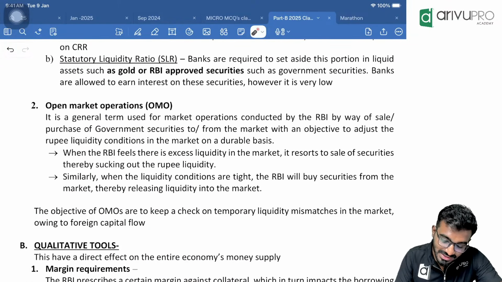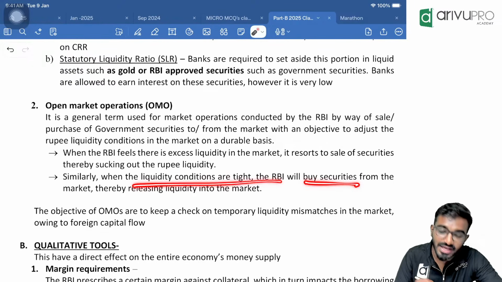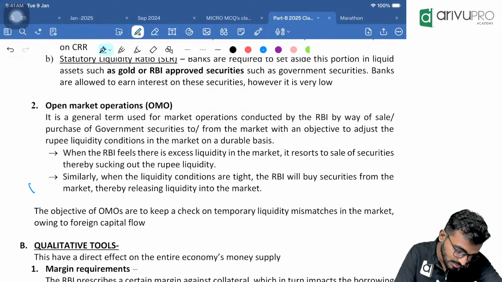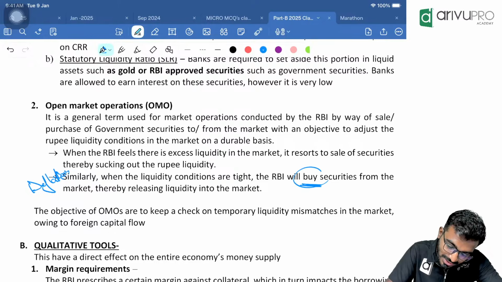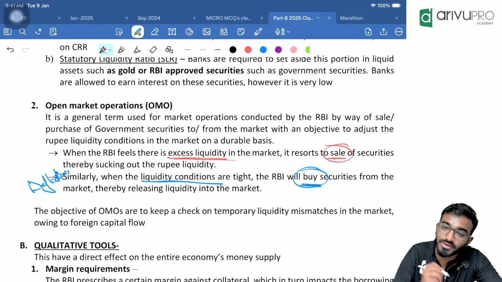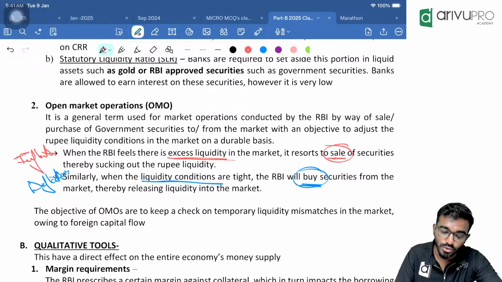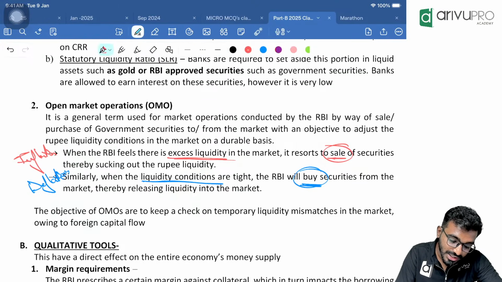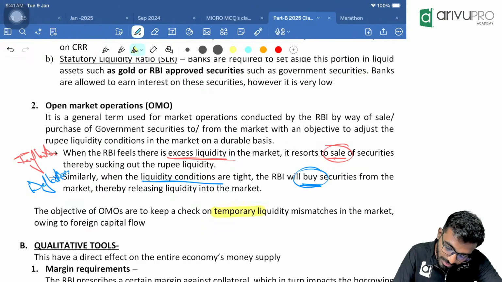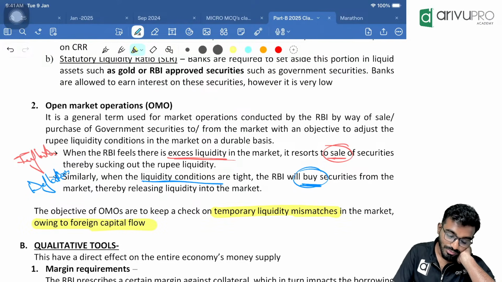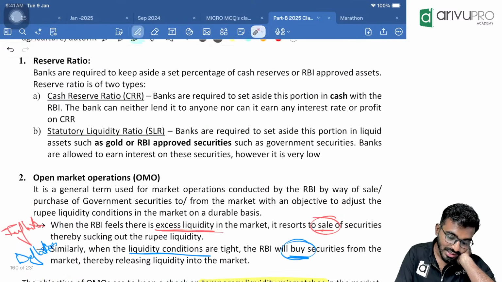When will RBI purchase securities? RBI will buy securities whenever there is a liquidity constraint in the economy, when the economy is in deflation. When will RBI sell securities? When there is excess liquidity in the economy, when there is inflation. On behalf of the government, they do it. And why does open market operation have to be conducted? Because of temporary liquidity mismatch, which has happened because of foreign capital inflow. This is important. And here, the CRR and SLR concept.